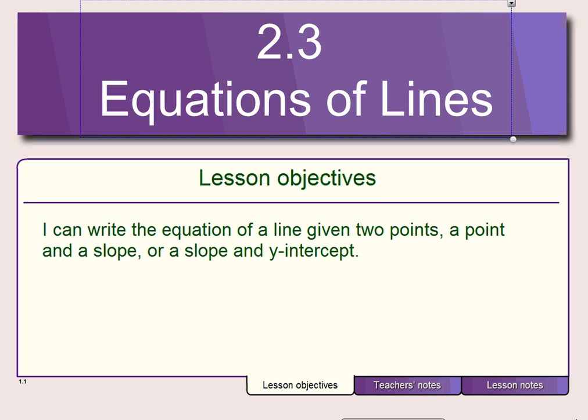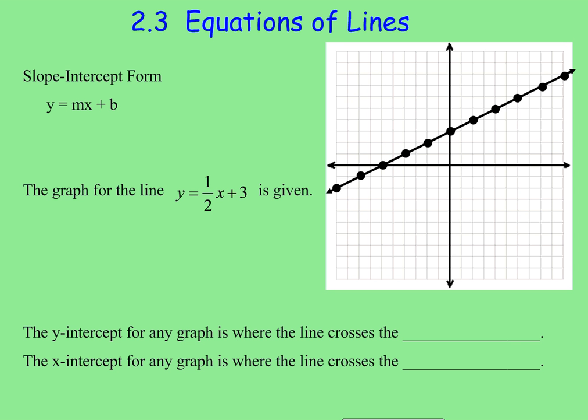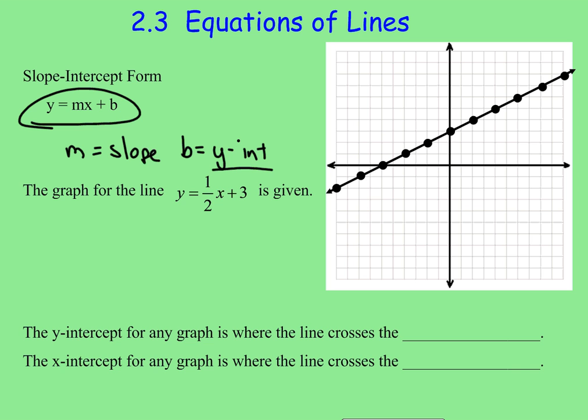Some of this should be a review for you from algebra. So let's get right into it. What we're looking for is how do we write the equation of a line, and you kind of start with this. The most popular one by all means, slope-intercept form, y equals mx plus b, where m is your slope and b is your y-intercept, where it crosses the y-axis.